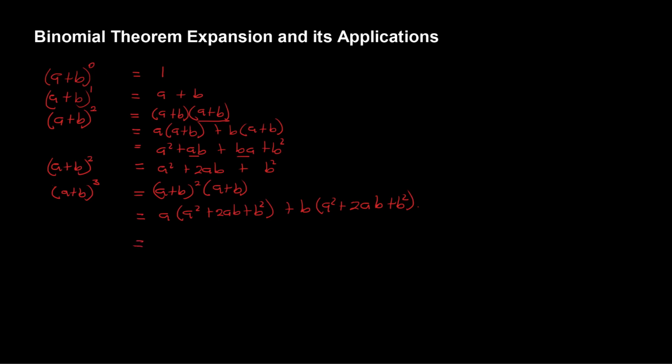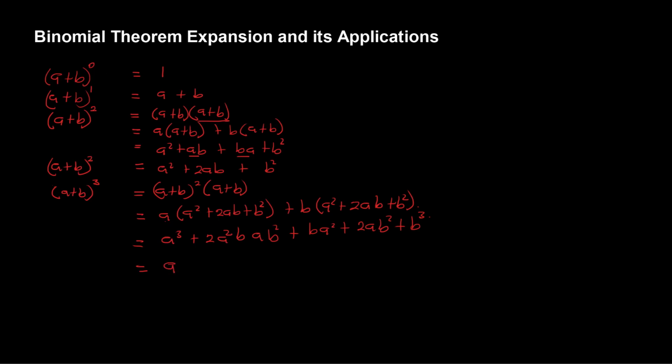On multiplying, we have A cubed plus 2A squared B plus A times B squared will give us AB squared. And here we have plus B times A squared will give us BA squared. B times 2AB will give us plus 2AB squared. And B times B squared will give us plus B cubed. We can group the like terms and sum.